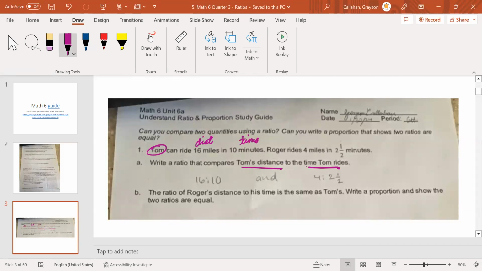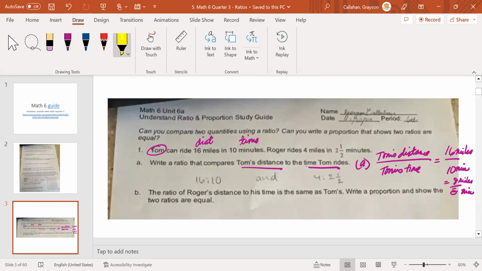This is time, okay? So then we're going to do, for A, your first ratio is just going to be Tom's distance over Tom's time. So distance is 16 miles. Time is 10 minutes. But you have to reduce this, right? Since both are even, you can divide it by 2, which then gives you 8/5 miles over minutes. And that should be your answer, okay?